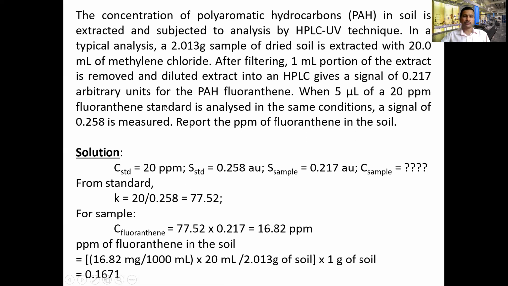So this looks very simple. This problem can be solved by using the equation C is equal to K into S, or C is proportional to S. This is how we can solve this type of problems. So let us go to the next one.